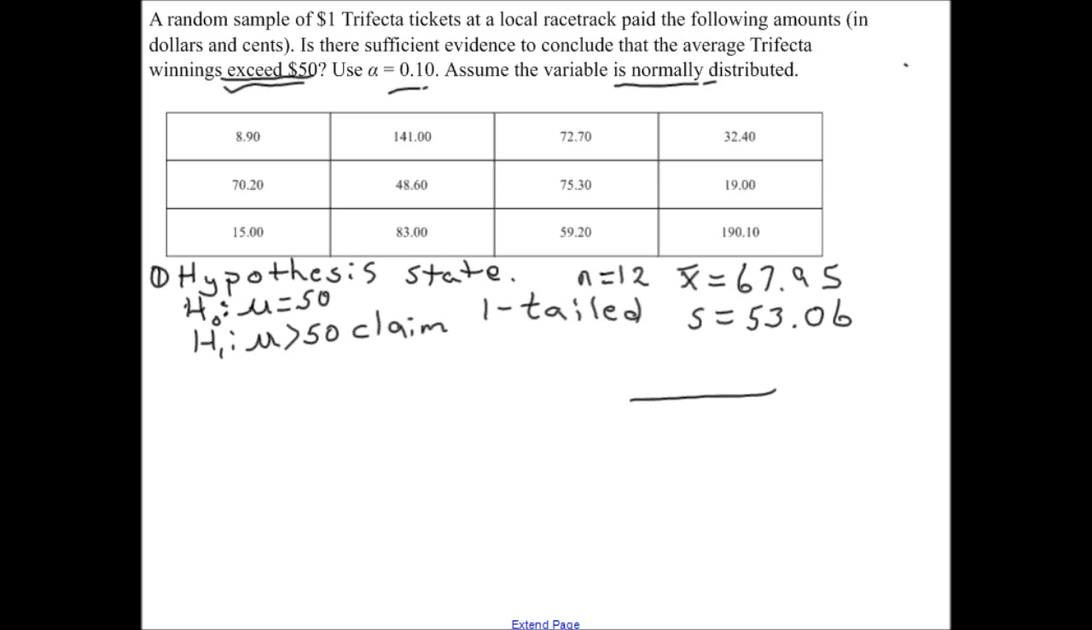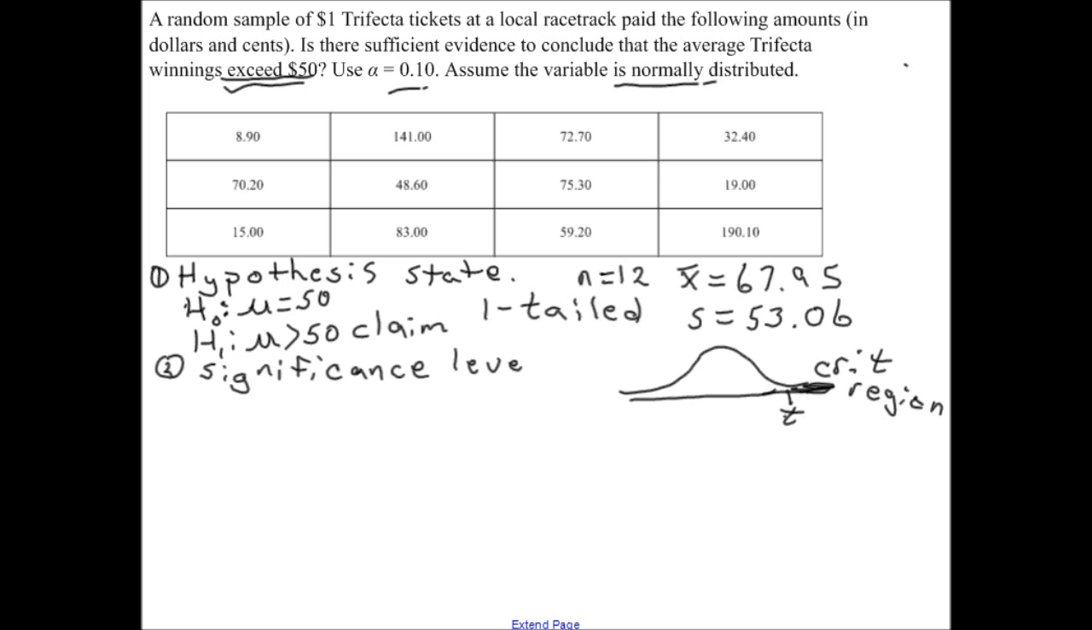The look goes that sort of scenario, with the top part being where we're going to have our critical region, with a t-score here rather than a z from before. Our second step is our significance level. And that's alpha, and in this case that is 0.10, 10%.